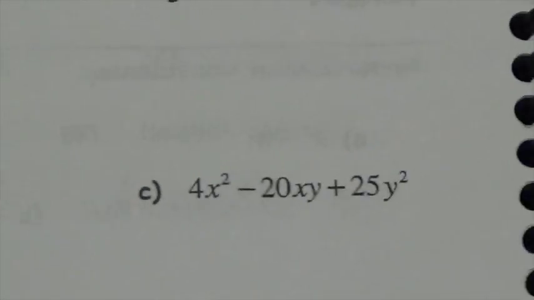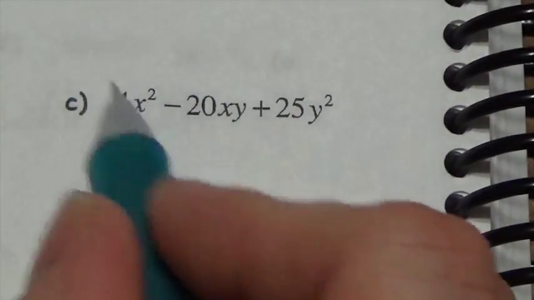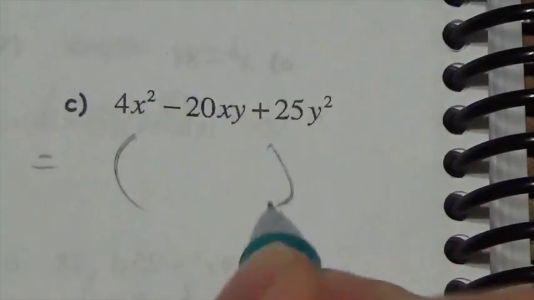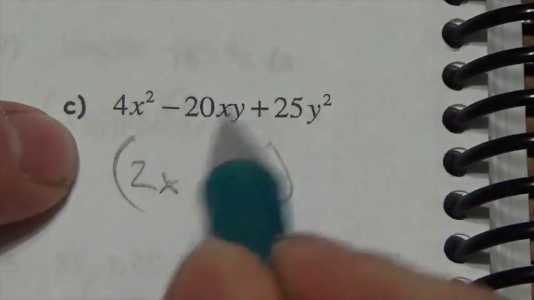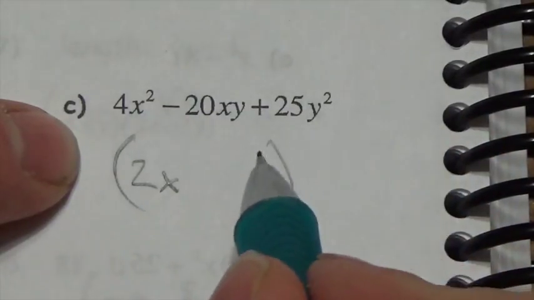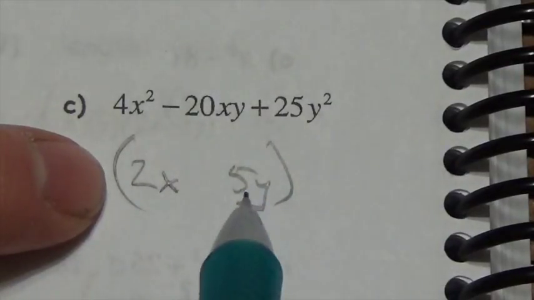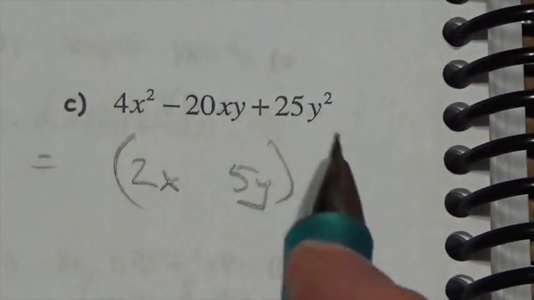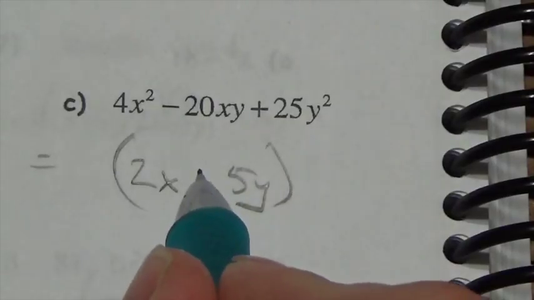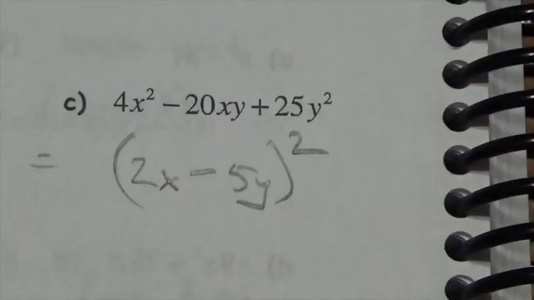Okay, take a look at the next one. 4x squared minus 20xy plus 25y squared. Okay, now, notice that that first term is a perfect square. The square root of 4x squared is 2x. The square root of 25y squared is 5y. Now, 2x times 5y is going to be 10xy. Multiplied by 2 is 20xy. But now notice there's a negative here. But I showed you an example of that just a couple seconds ago. That simply means that it was negative in between here. So 2x minus 5y squared.